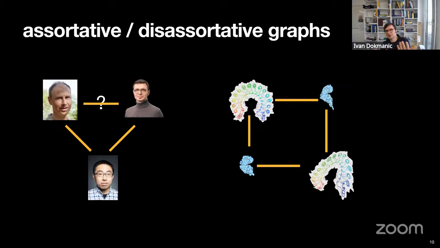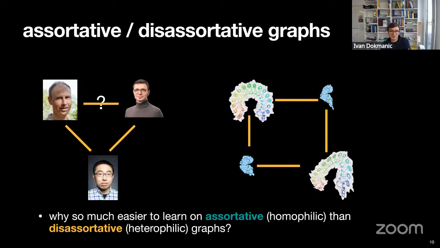So we expect that learning behaves differently. And indeed it does. It's much easier to learn, empirically at least, on associative than on disassociative graphs. So the theory should also say something about that.